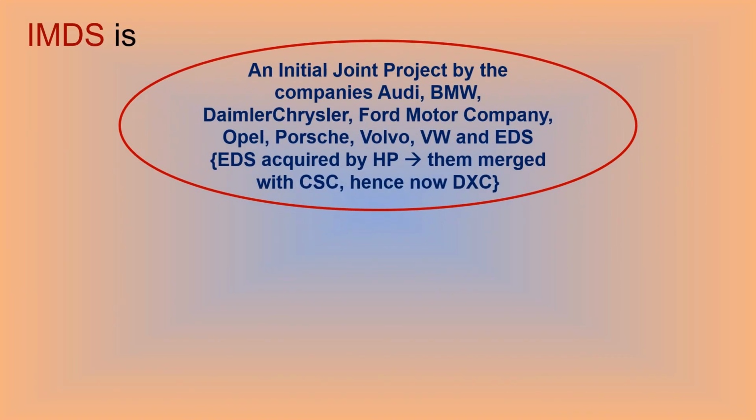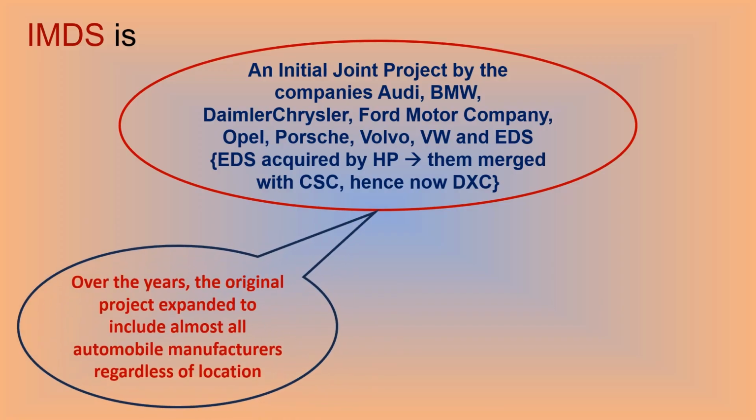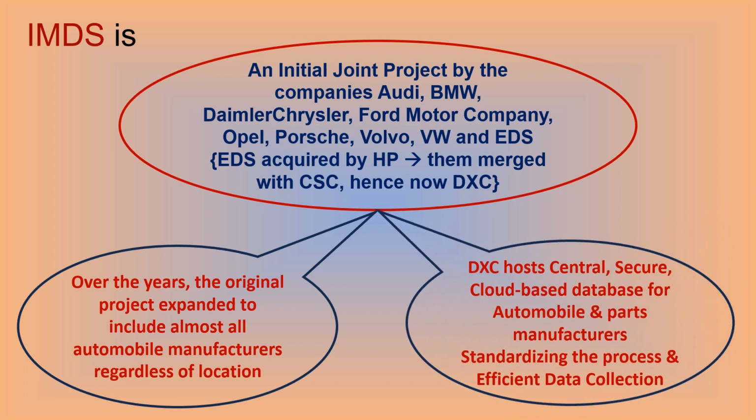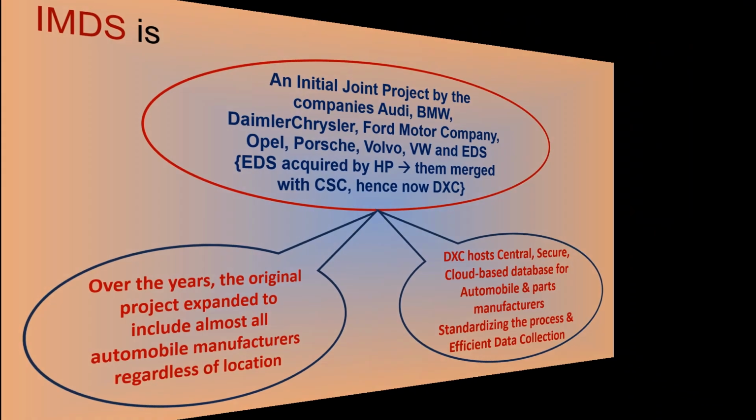Initially, IMDS was a joint project of Audi, BMW, DaimlerChrysler, Ford Motor Company, Opel, Porsche, Volvo, VW and EDS. Over the years, the original project expanded to include almost all auto manufacturers. DXC hosts the central, secure database for OEMs and parts manufacturers.